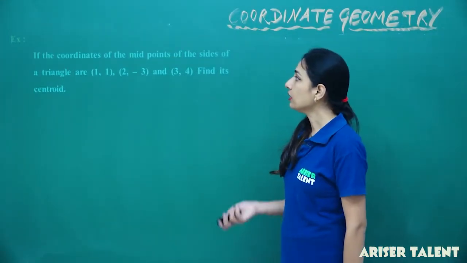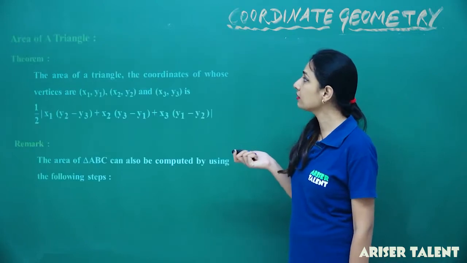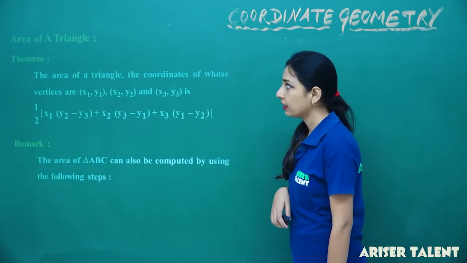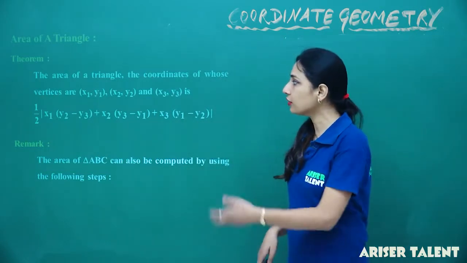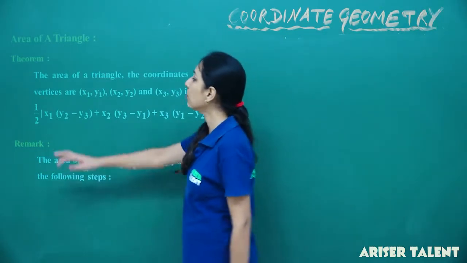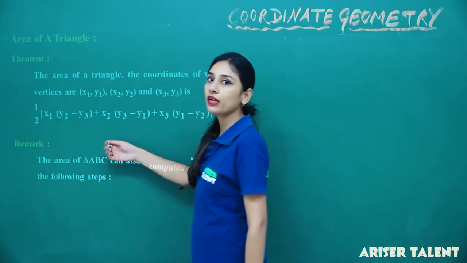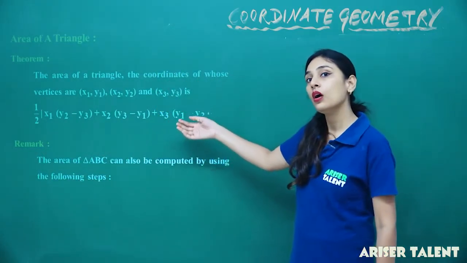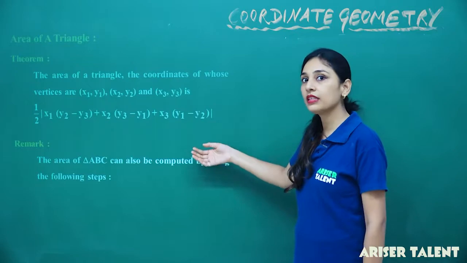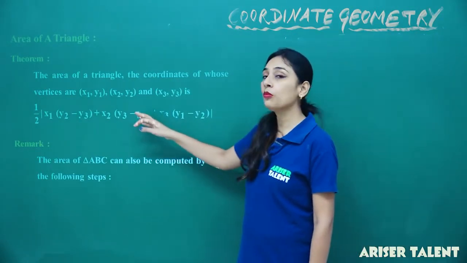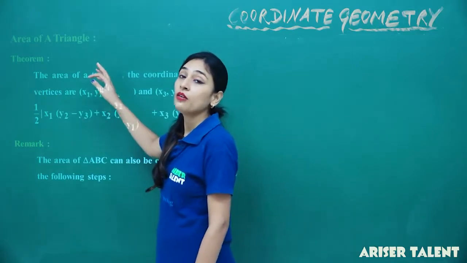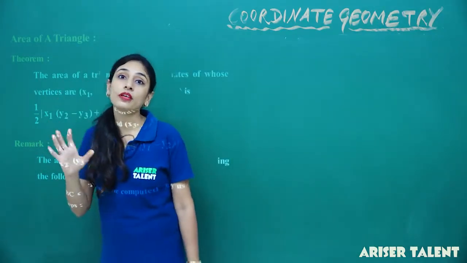Okay, so the next topic is area of a triangle, right? Now, if I talk about the area of a triangle, there is a theorem that area is equal to 1 by 2 times the modulus of x1 (y2 minus y3) plus x2 (y3 minus y1) plus x3 (y1 minus y2).